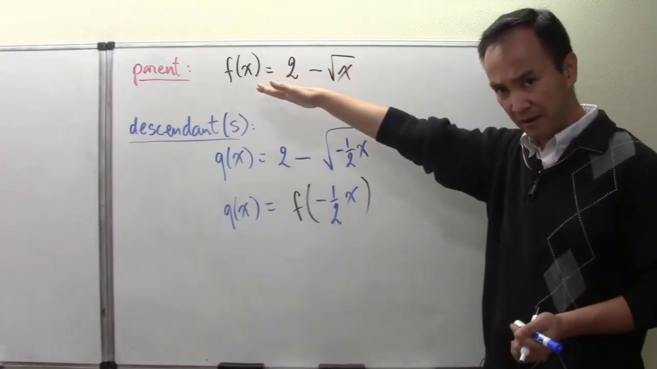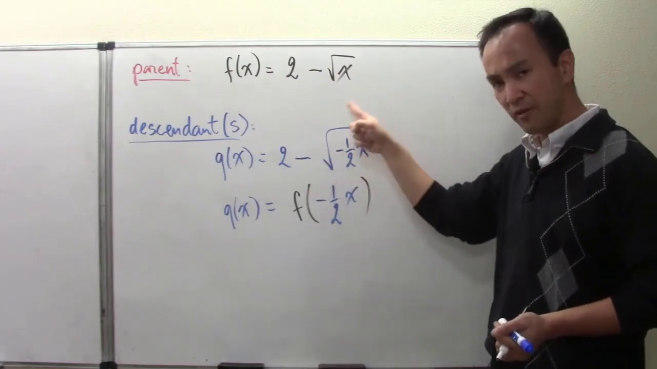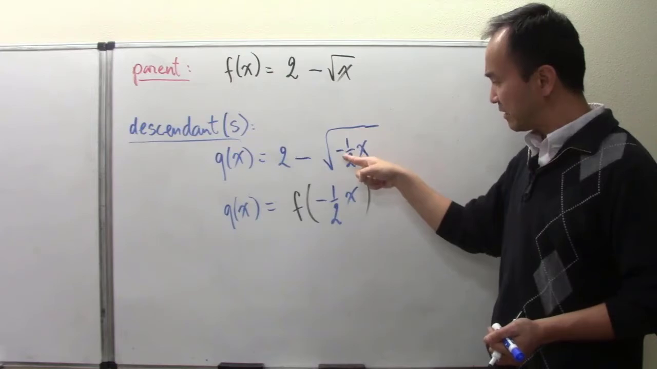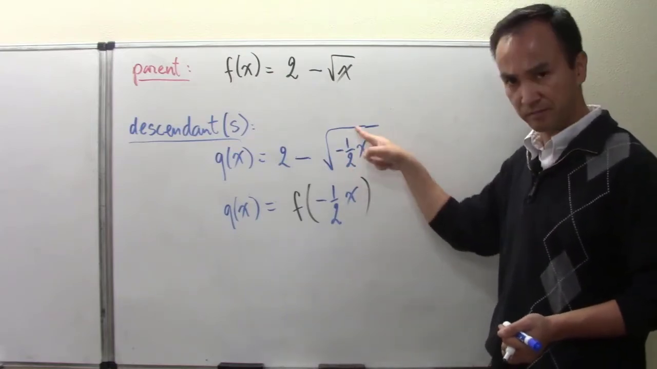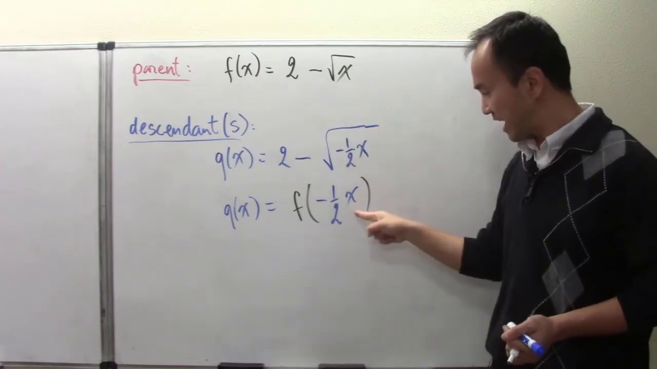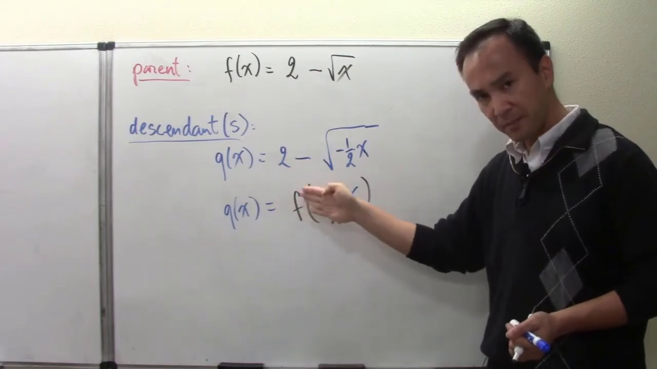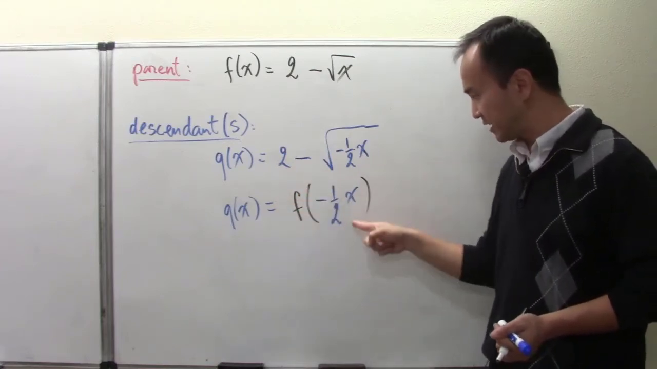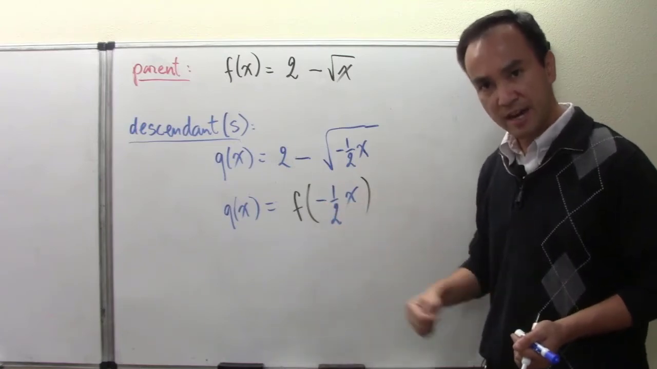That's the rule of the parent, and so now it's still taking inputs. Taking the square root of an input, but now the input is no longer a simple x. It's going to be an expression, minus 1/2 x. So it looks like this function q of x here is the parent function f of x, but taking the expression minus 1/2 x as its input.